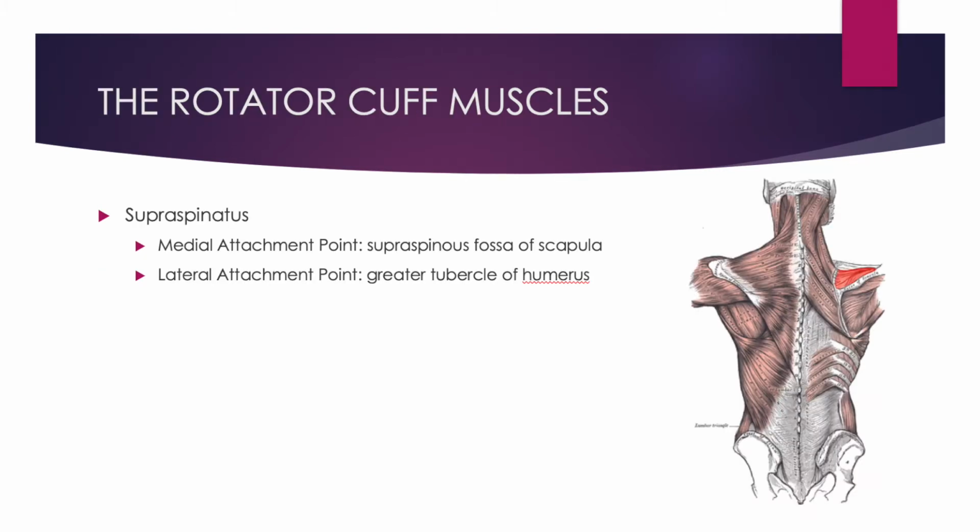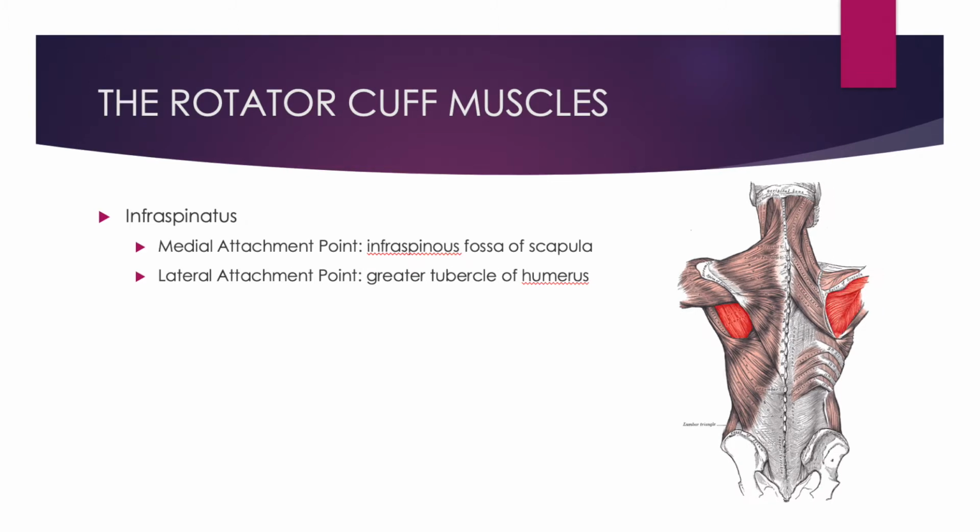There are 4 muscles in the rotator cuff, and the first muscle is the supraspinatus muscle, and this is a cylindrical muscle that sits in a depression, and it has 2 attachment points. The medial attachment point is the supraspinous fossa of the scapula, and then its lateral attachment point is the greater tubercle of the humerus, and then in the picture you can see the direction in which the striations run.